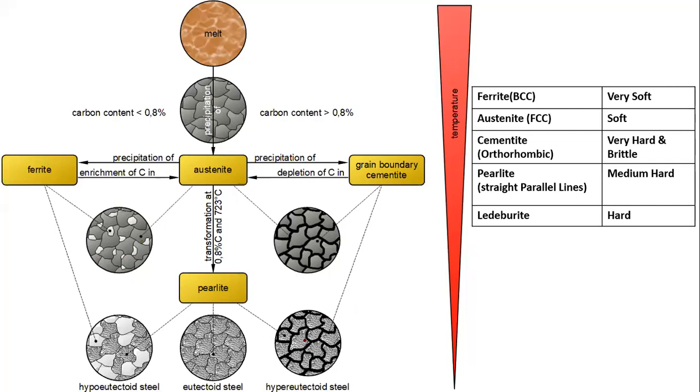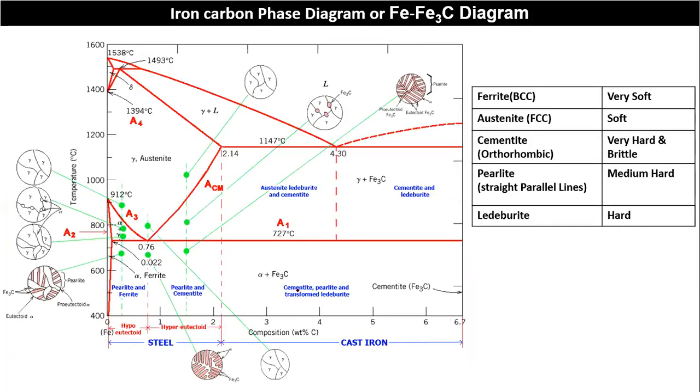Why are heat treatment methods used? To change the structures or elevate the mechanical properties, to improve the grain size, the grain structure. Okay. Are you understood? Here the A1, A2, A3, A4 and ACM lines, temperatures are important. Okay.